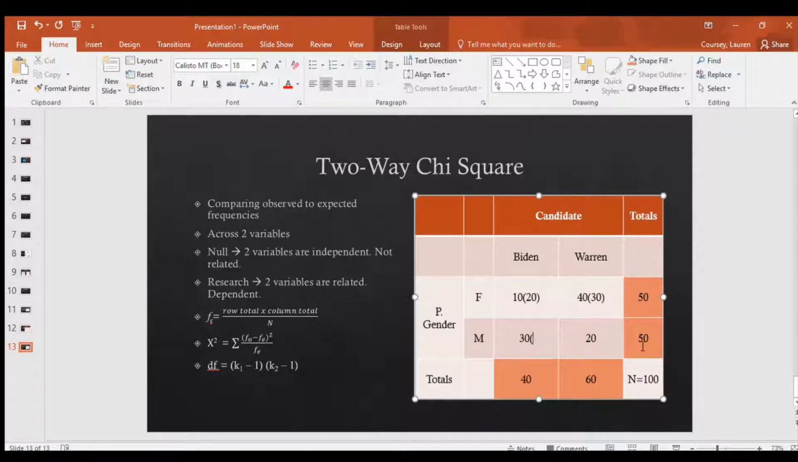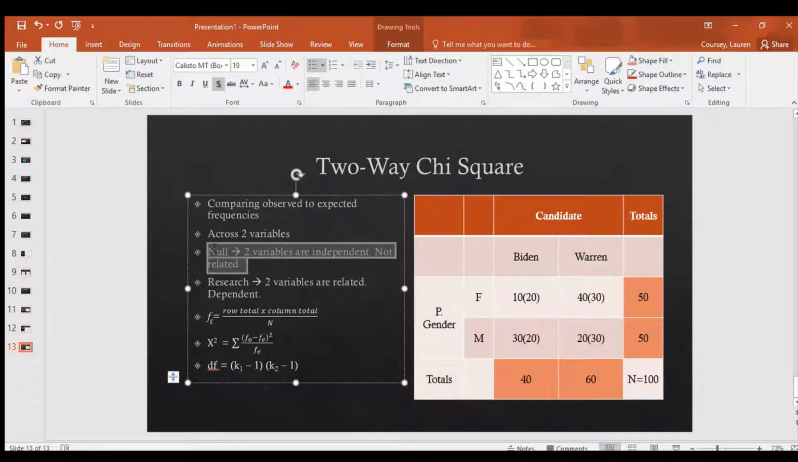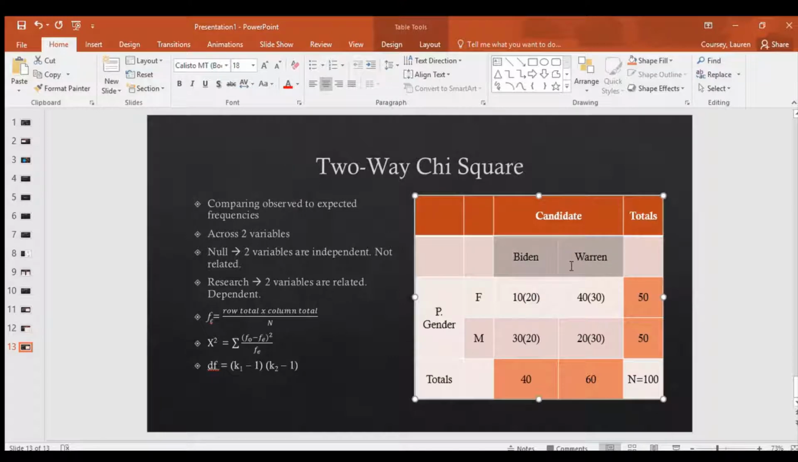For this cell, I would look at my row total of 50 multiplied by 40 divided by 100. I should expect 20, just as we got here. And again, 50 multiplied by 60 divided by 100. And again, I should expect a frequency of 30 here. So these are my expected frequencies if my null hypothesis is retained. So if gender is unrelated to presidential candidate chosen.